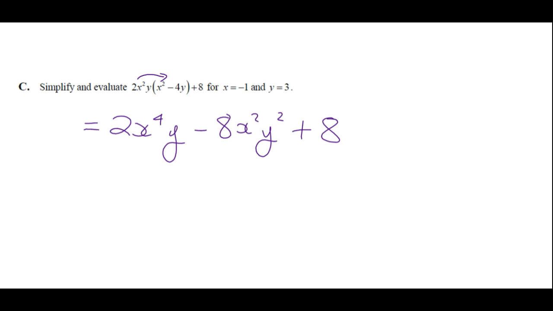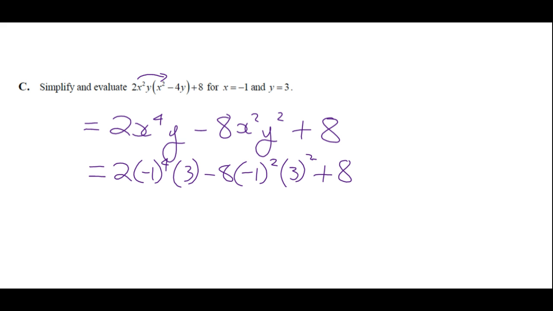Okay, and then evaluate means now we substitute in. Wherever we see x, we write a minus 1, and wherever we see a y, we write a 3. So we simplify and multiply it out, and that's just the one we did before. And then we need to evaluate. So evaluate means to do what? Find a value, right? Work it out.